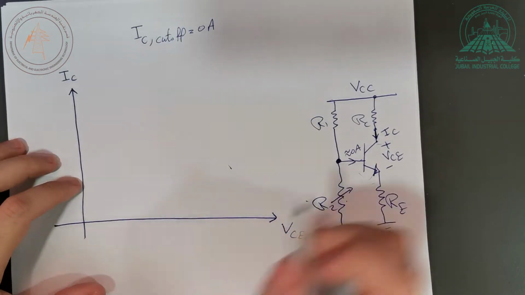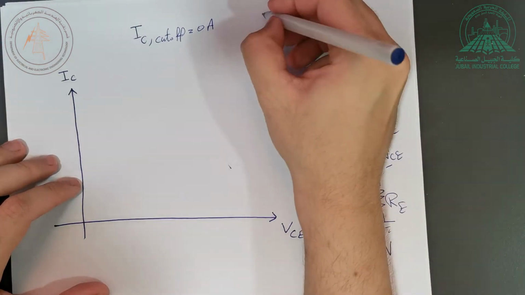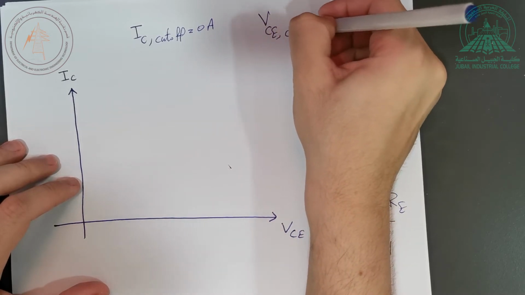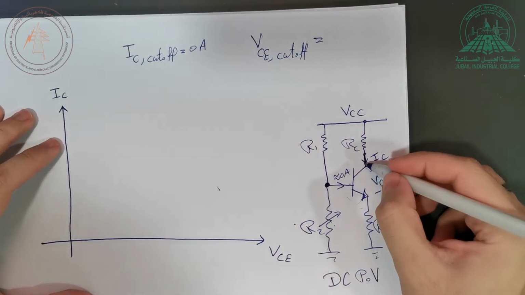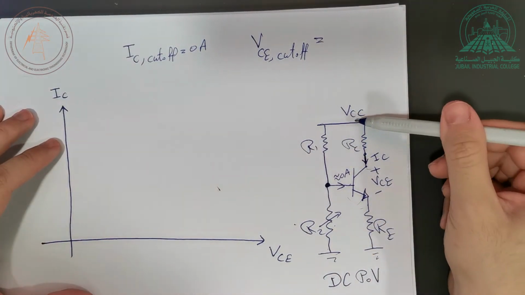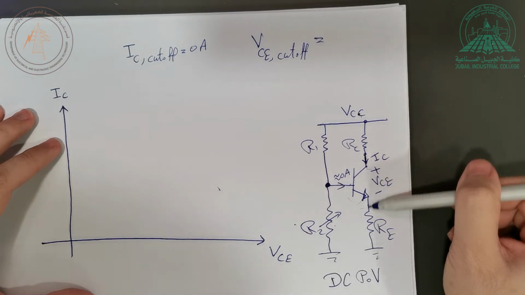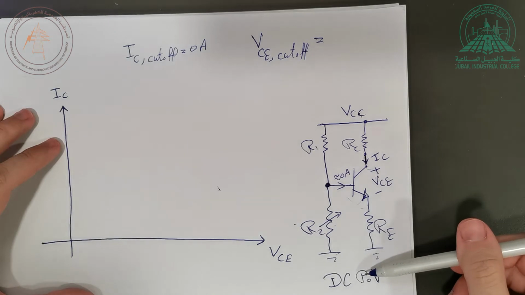If no current is moving in the circuit, where is this VCC going to go? If we talk about VCE during cutoff, how much is this voltage? Usually this voltage VCC is supposed to be given to RC, VCE and RE according to KVL. It's distributed between all these components.